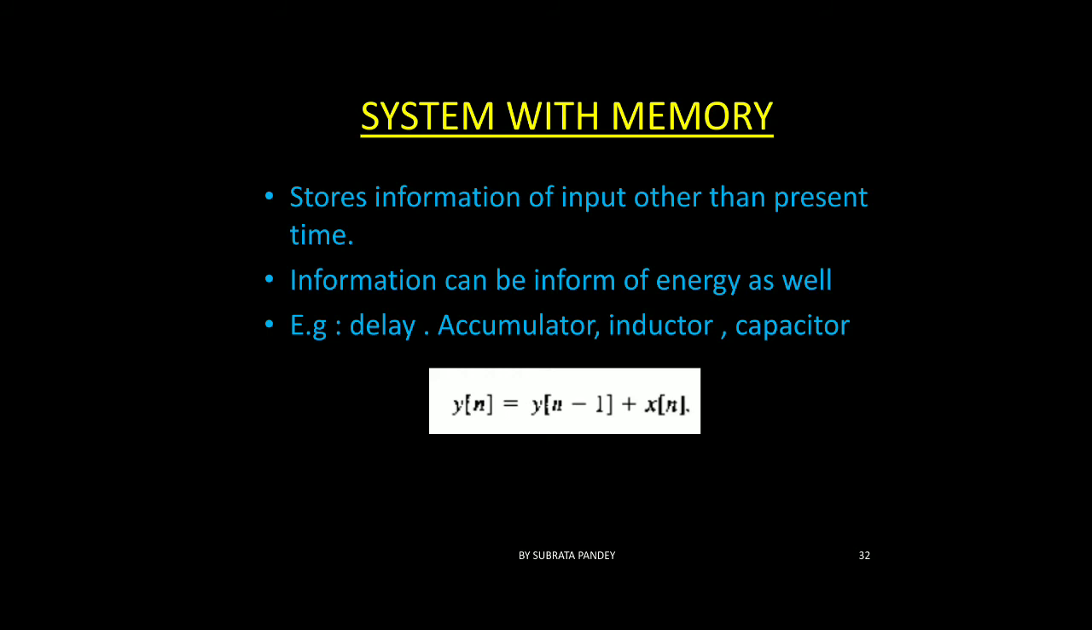A system with memory stores information of the input at times other than the present time. Information can be in the form of energy as well, like an inductor or capacitor. A capacitor stores voltage, which can also be expressed as information. And a delay system, which delays input signals, or an accumulator, these kinds of devices are systems with memory.